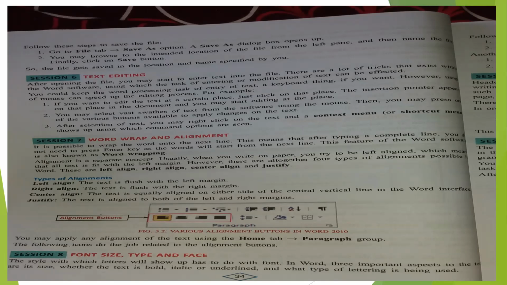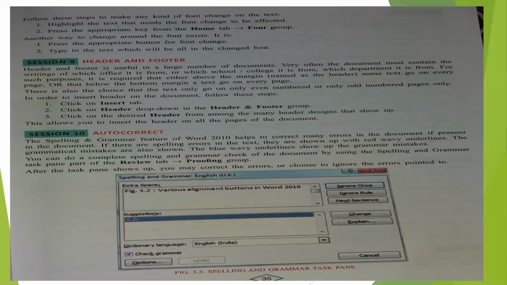Next is font size, type, and face. Font size means increasing or decreasing the size of the characters or text written in your MS Word file. Type means there can be bold, italics, strike through, underline, subscript, superscript, any type can be used. And face is basically the font families, and to which family this font face belongs. You can have different writing styles basically, and these are known as your font faces or font families.